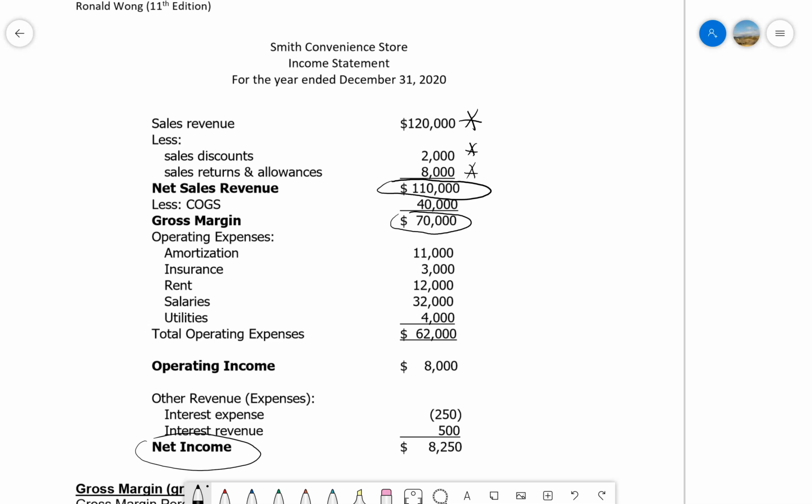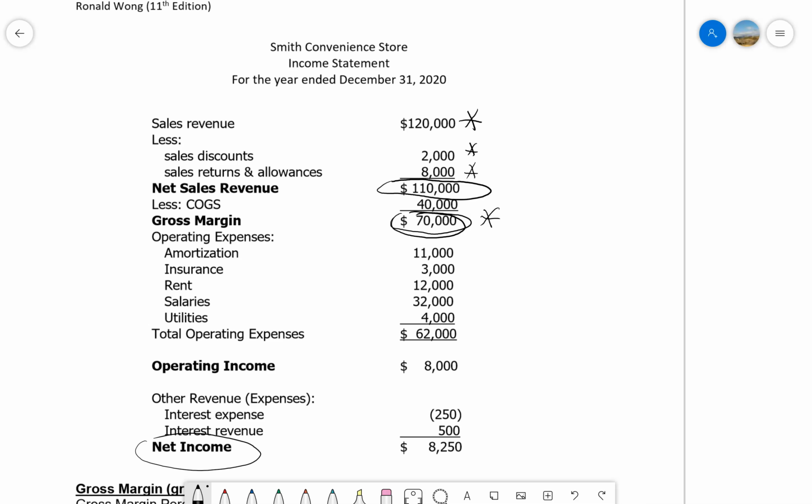about this company. And then we subtract their cost of goods sold and we get gross margin of $70,000. So this $70,000 gross margin or gross profit says, based on just the cost of the inventory, based on what the company sold and based on the cost of the inventory, the company generated gross profit or gross margin of $70,000. That's how much money they actually made just from the sale of their inventory.